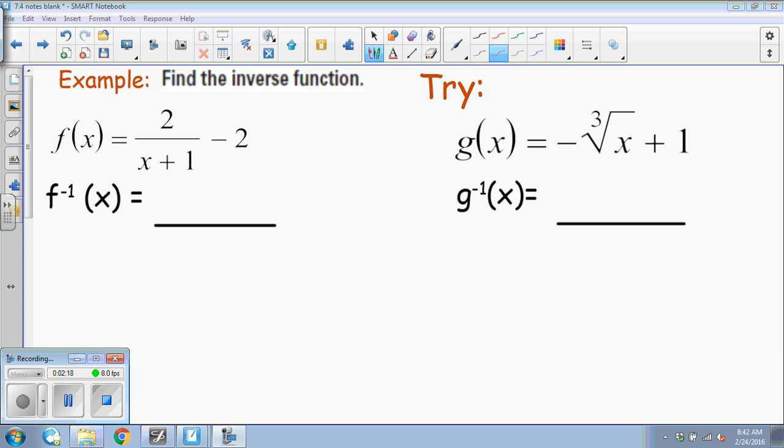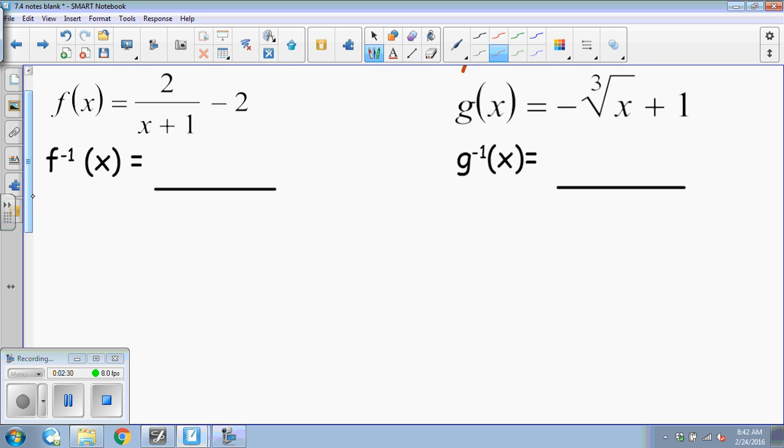Okay, so in this first example, you have to find the inverse function. They give us the original function, we have to find the inverse. Now, once we actually find the inverse, I'm going to come back and write it right here, okay? And so, this is our original function. We have y equals 2 over x plus 1, then minus 2. That's my original function, right?